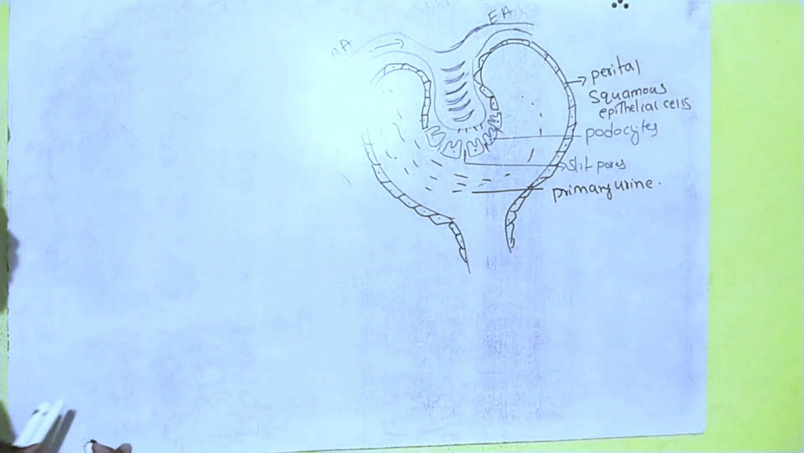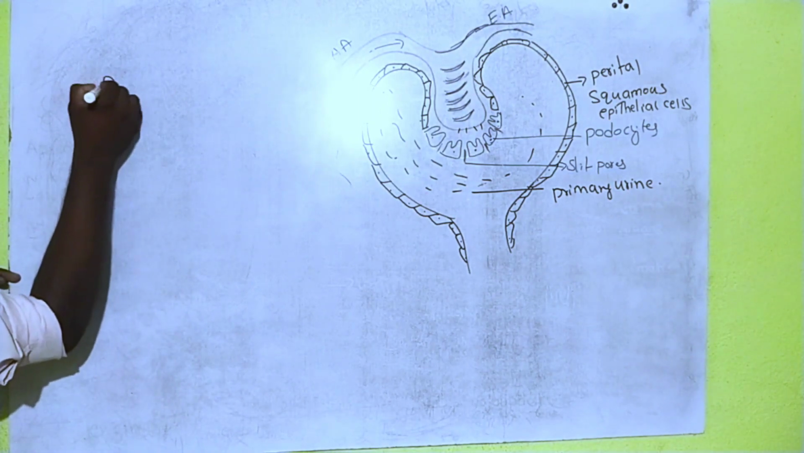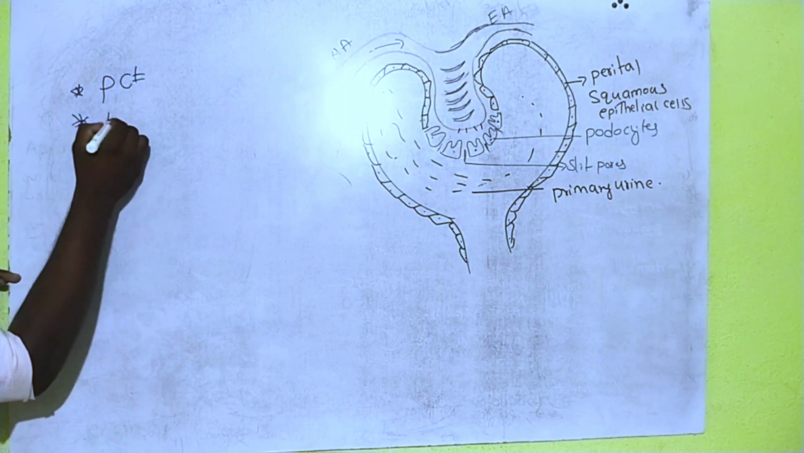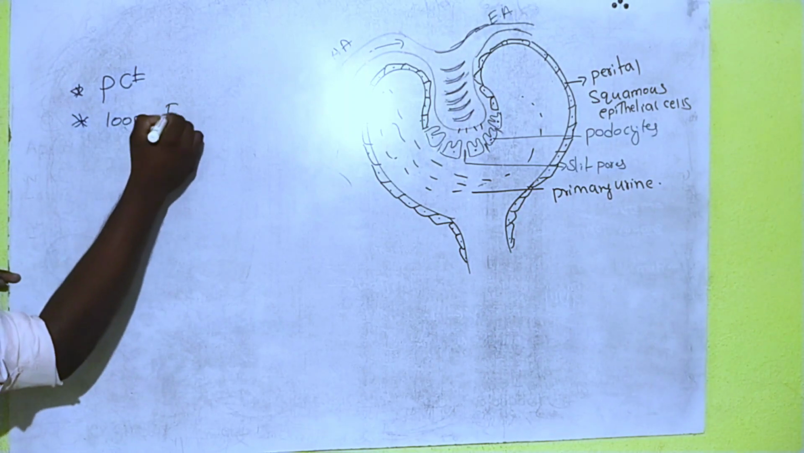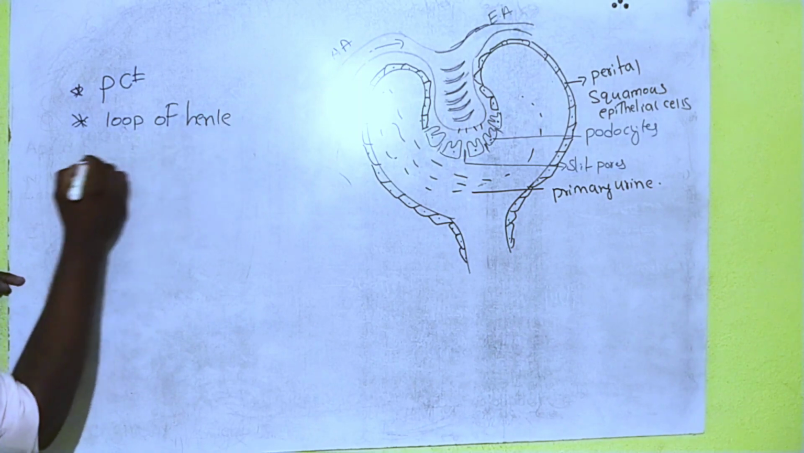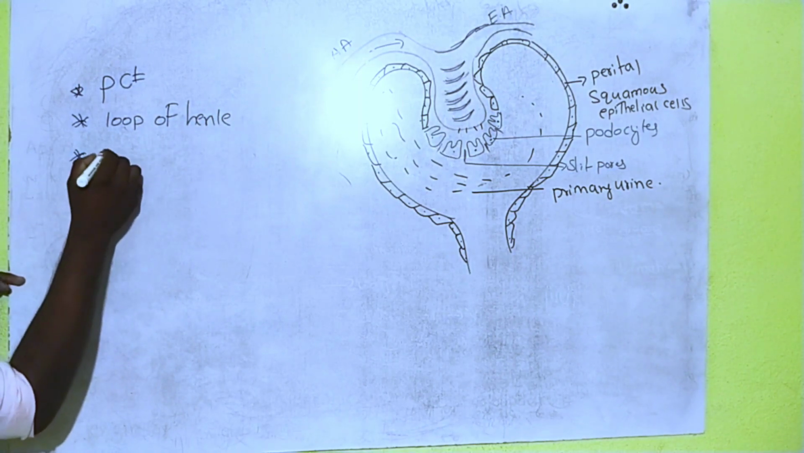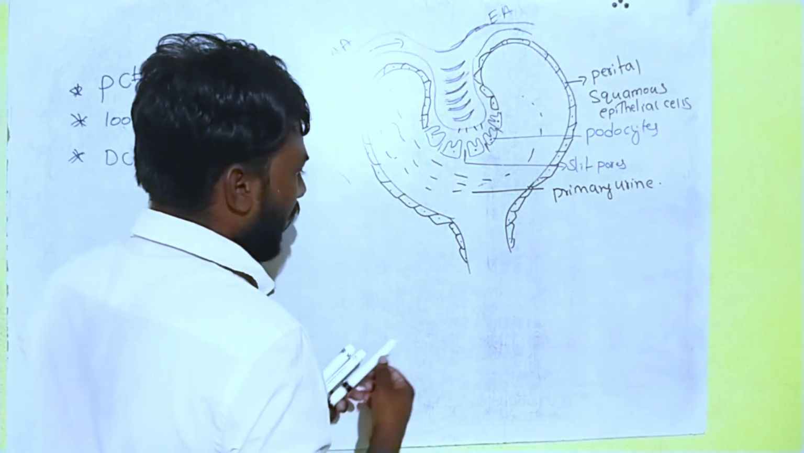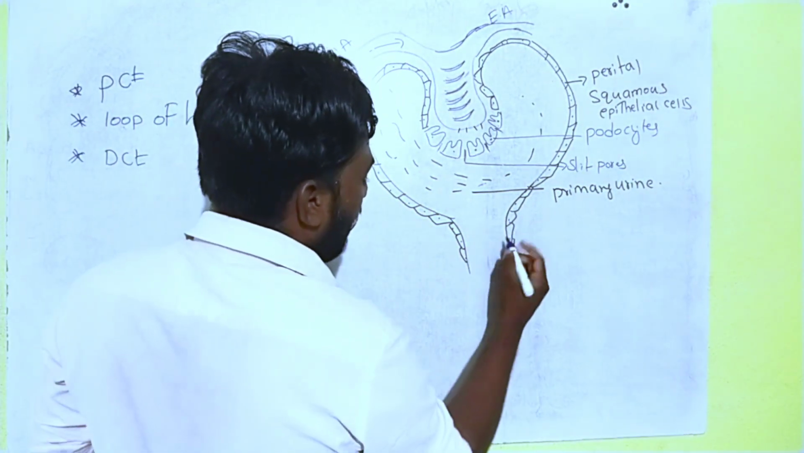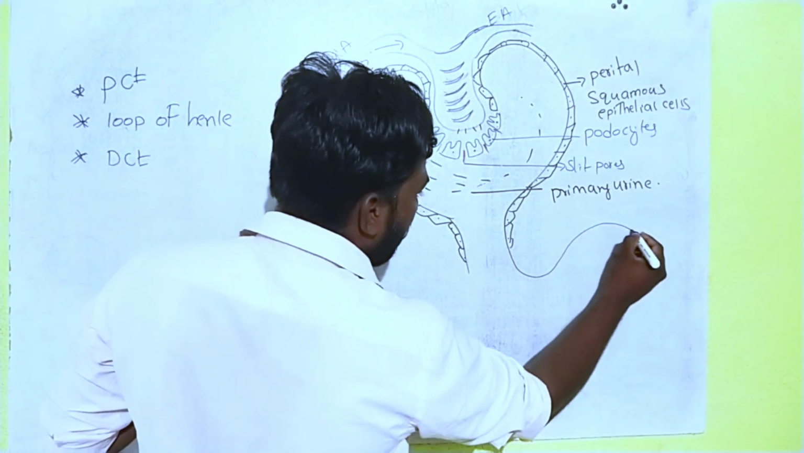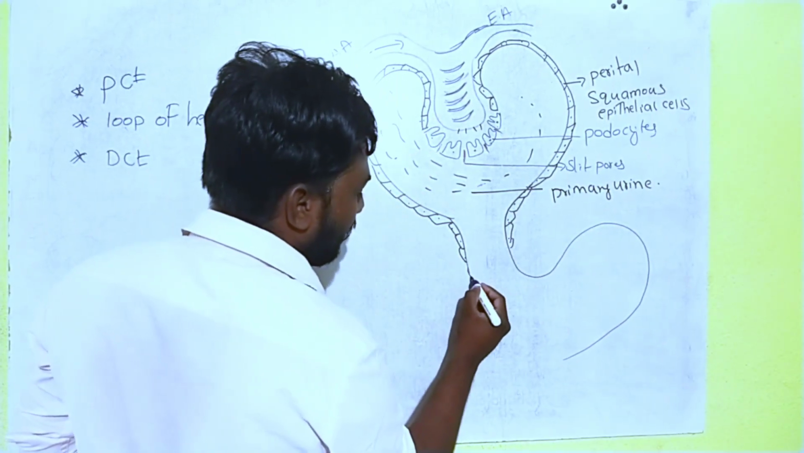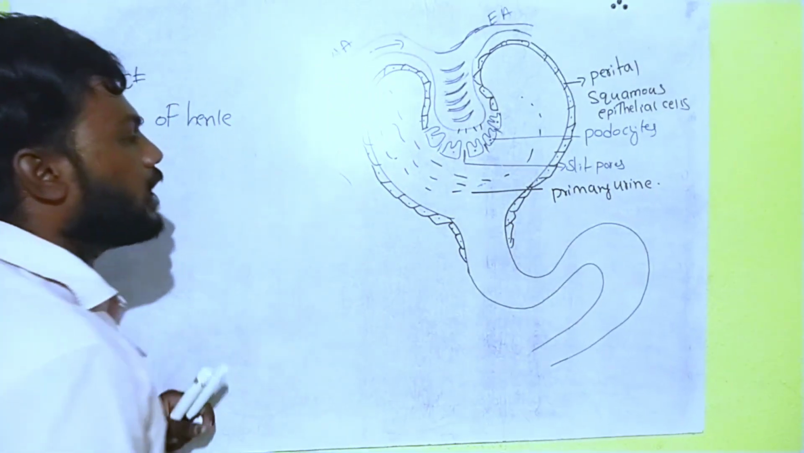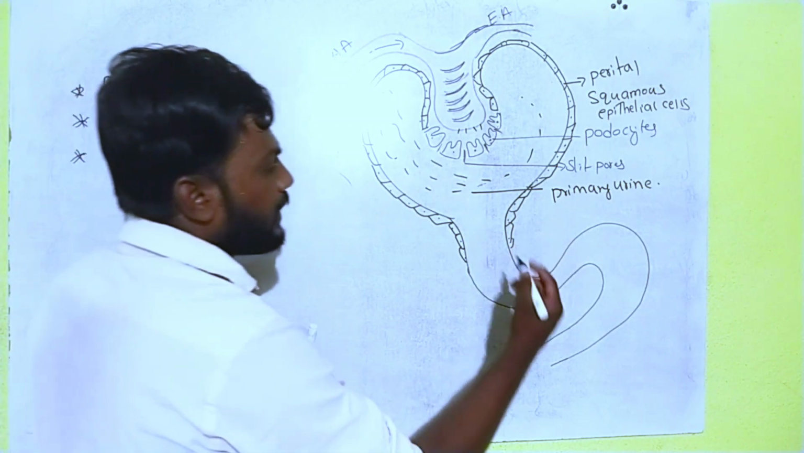In this renal tubule, what is the first part? PCT is the first part of the renal tubule. The second is the loop of Henle. The third one is the DCT. Now we are going to explain the PCT. Write down here: again this coil part, again this coil. Yes or no? Yes, this coil part we call the PCT.